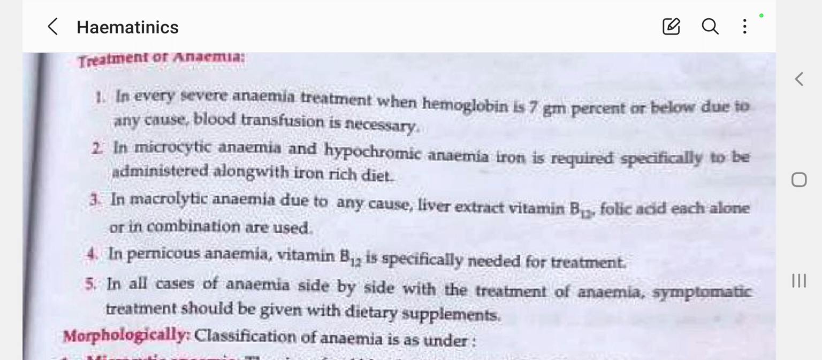In case of macrocytic anemia due to any cause, liver extract, vitamin B12, and folic acid are used, as these are needed for the formation of red blood cells. Each alone or in combination can be used. In pernicious anemia, vitamin B12 is especially needed for treatment.